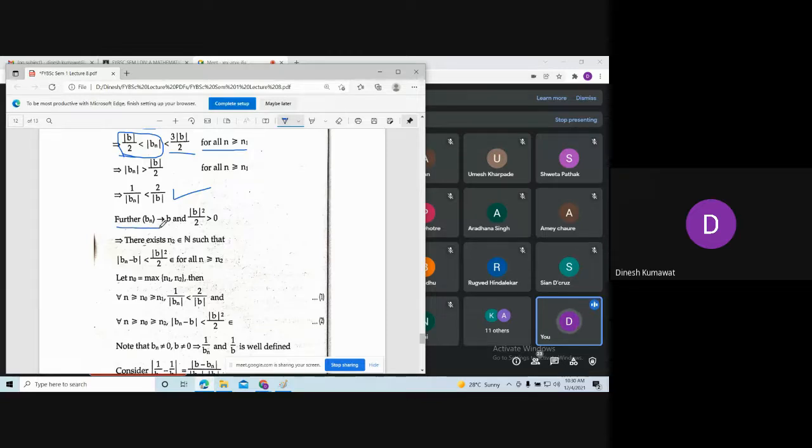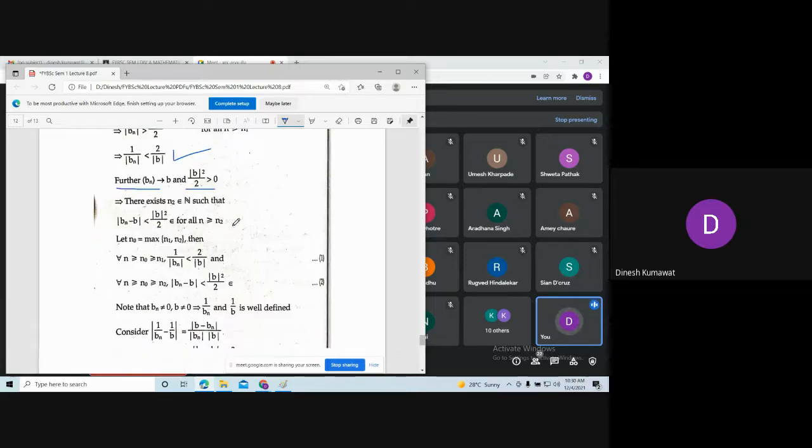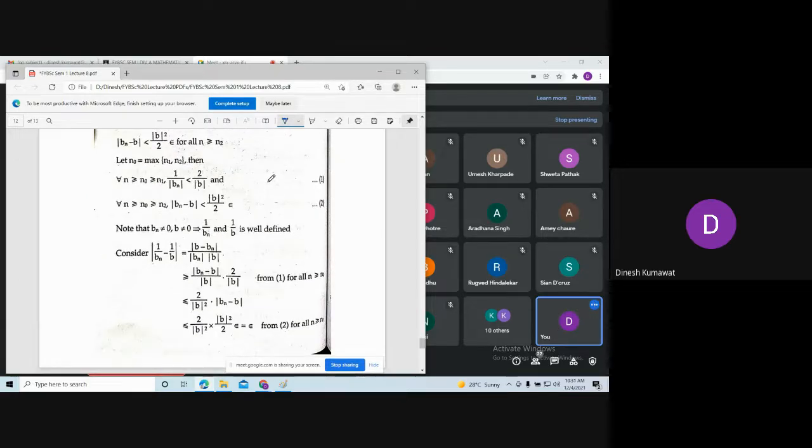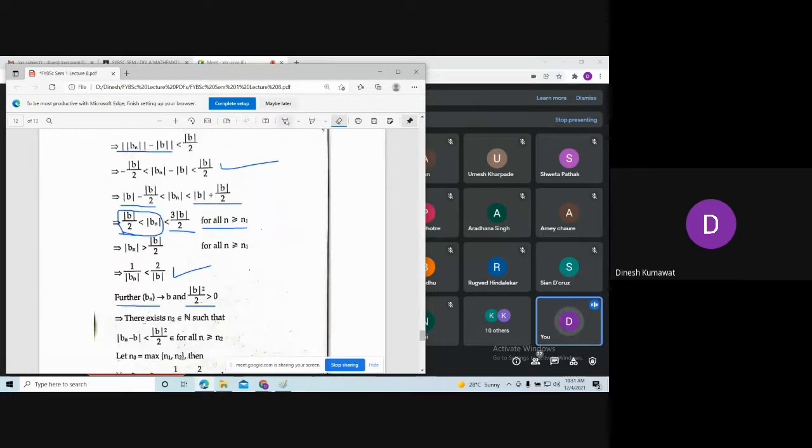Now further, bn converges to b and mod b square by 2 is bigger than 0. Now let's see whether we want mod b square at the end or not. Okay, so here we want b square. So for that we are considering this number to be b square. See, at this step you don't know which number you are going to pick, but we just know that we are going to pick that number which is bigger than 0. That is nothing but our epsilon.